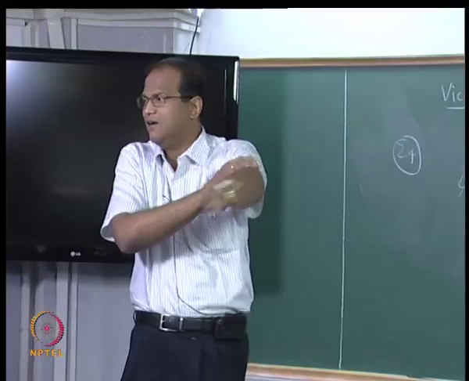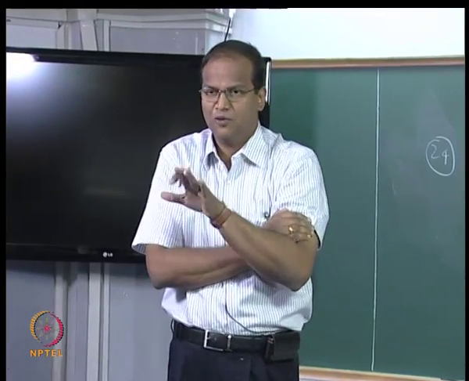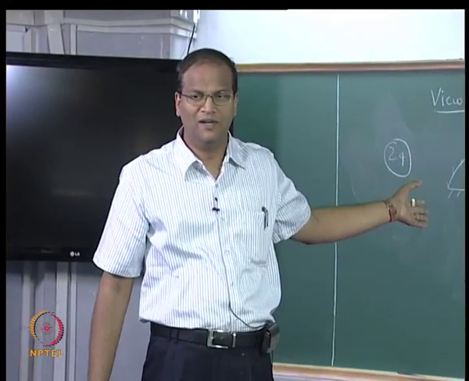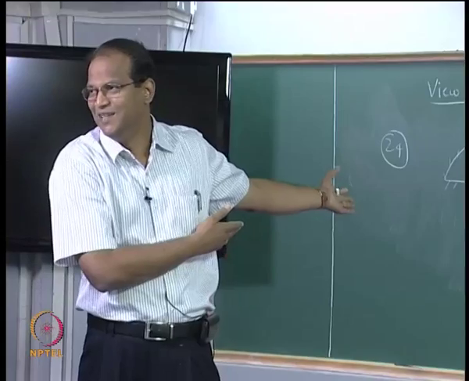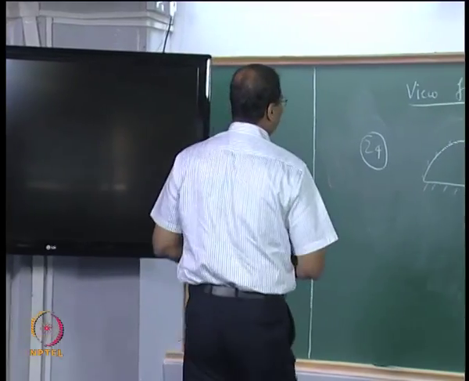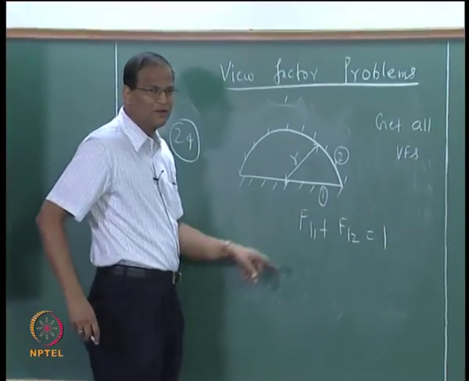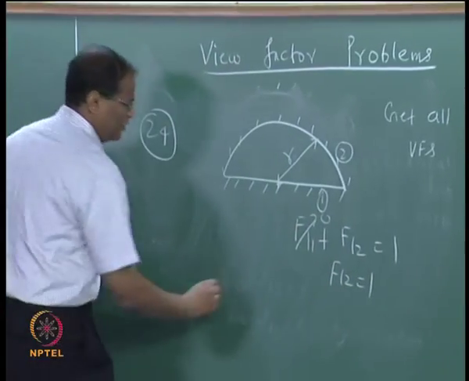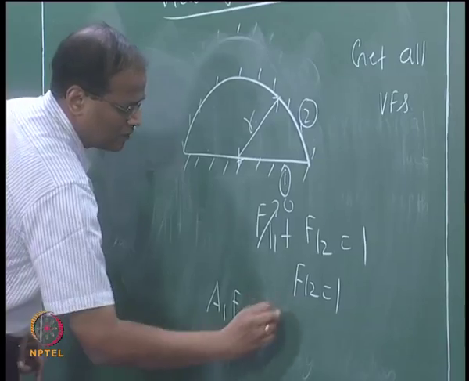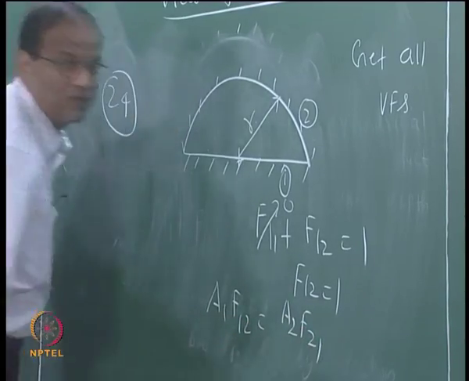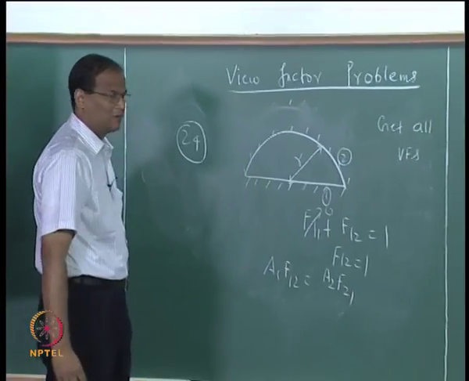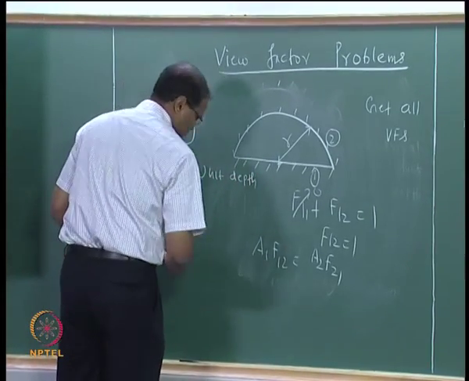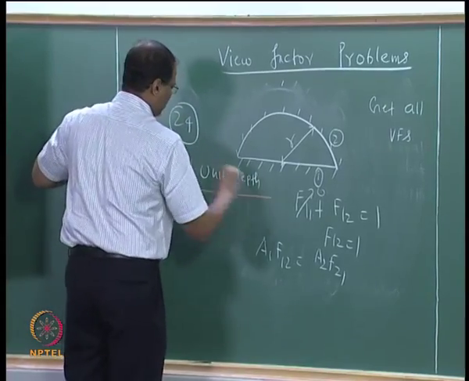Is that point clear? That was a valid doubt. Everybody through with this? Now this problem, don't worry that every problem will give rise to trouble. These problems are solvable. F11 plus F12 equal to 1. What is F11? He is 0. Therefore F12 is A1. What is A1? Unit depth. Please note that we are solving only 2-dimensional problems.